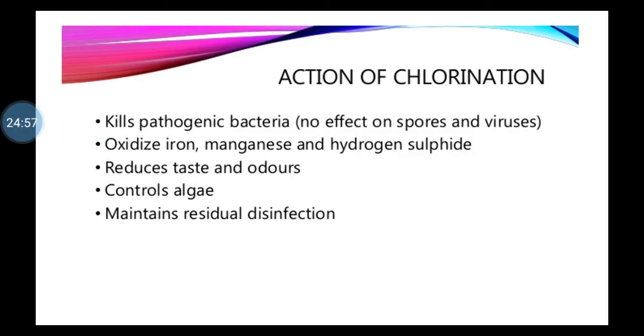Now, how in chlorination exactly what happens, we will see about the mechanism also. Before talking about mechanism, we will see what action takes place. As I gave you idea also, because of chlorination, all pathogenic bacteria are destroyed. Then chlorination oxidizes iron, manganese and hydrogen sulfide also. It reduces taste and odor. It controls algae and it maintains residual disinfection. So these are actions that are taken by the chlorine compound.